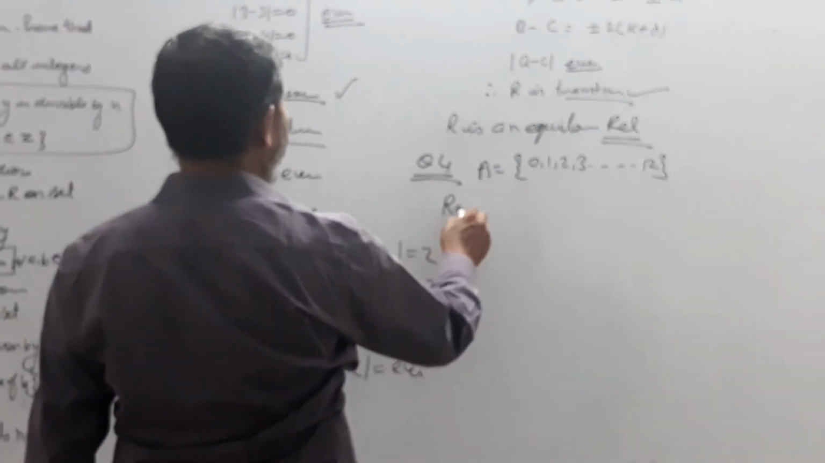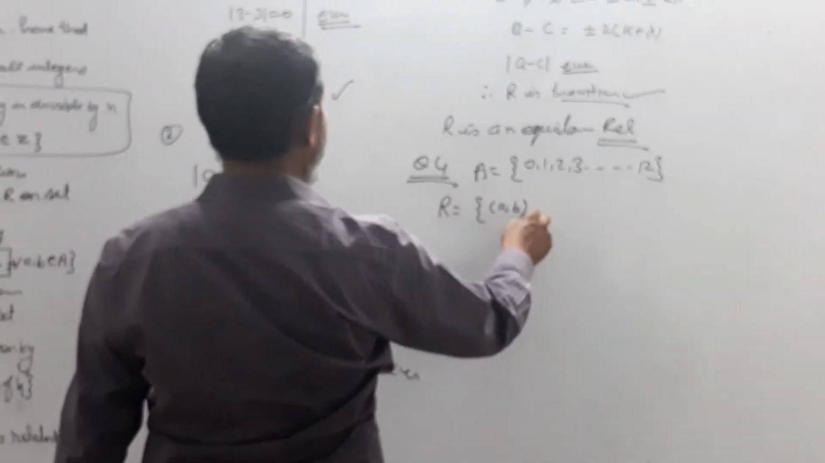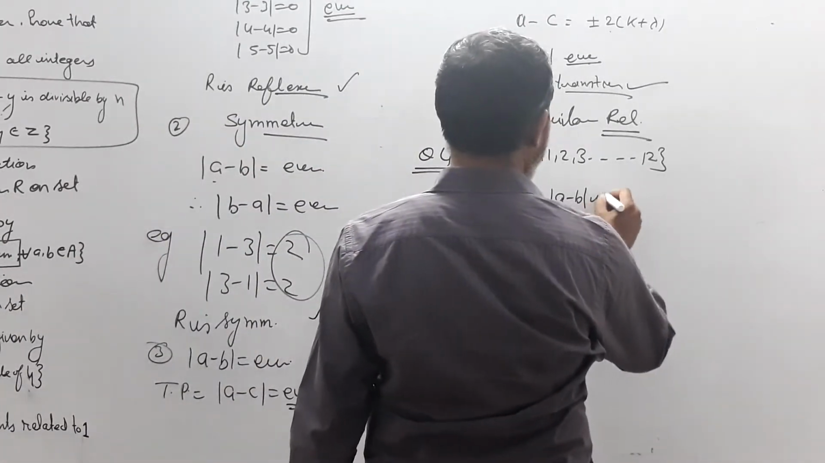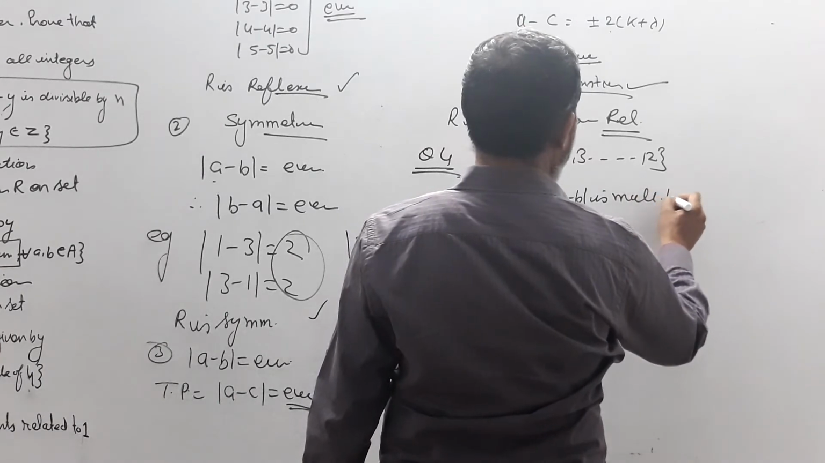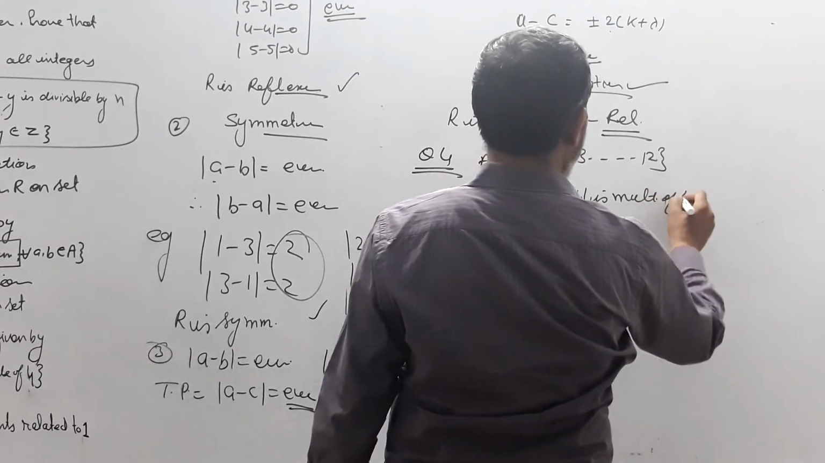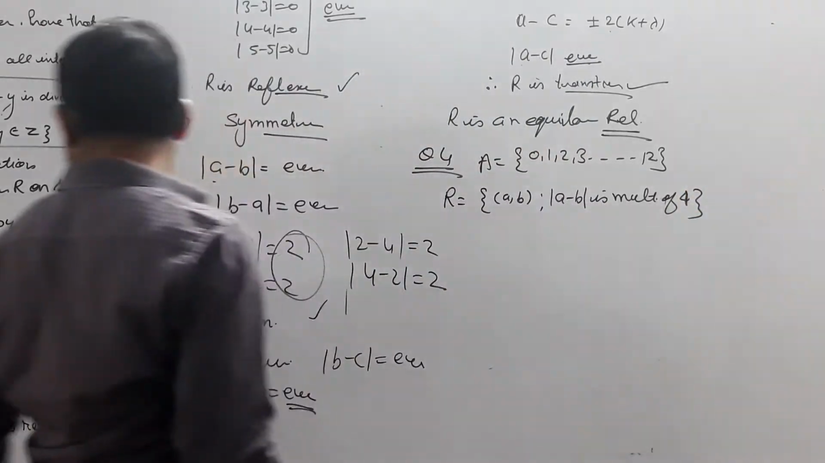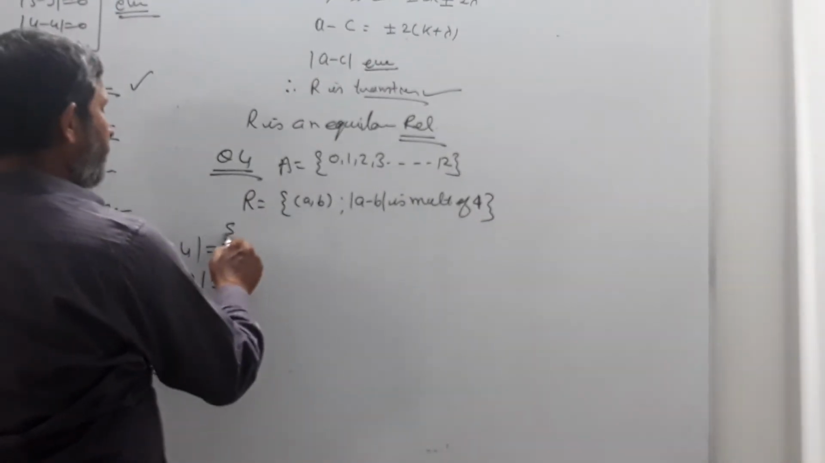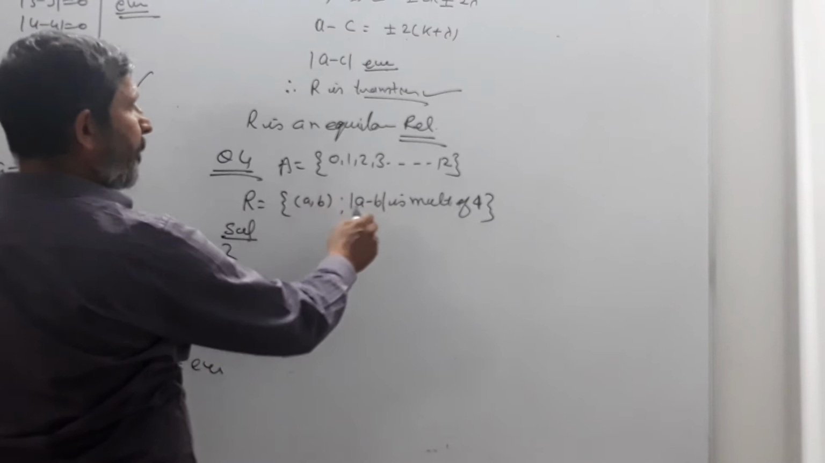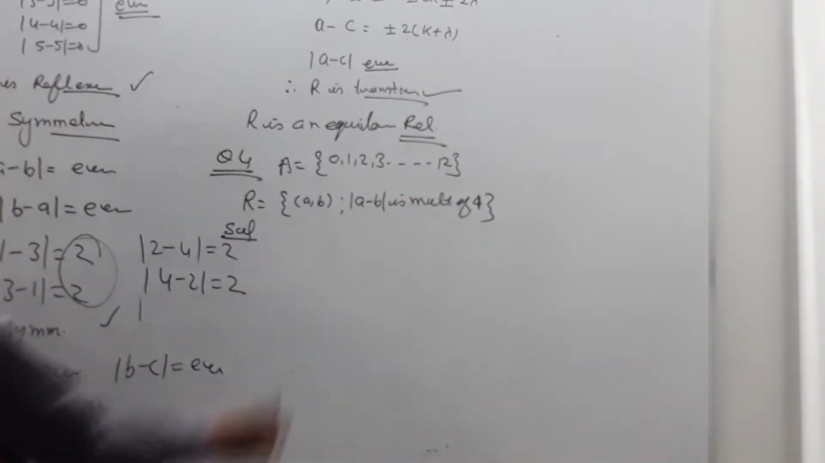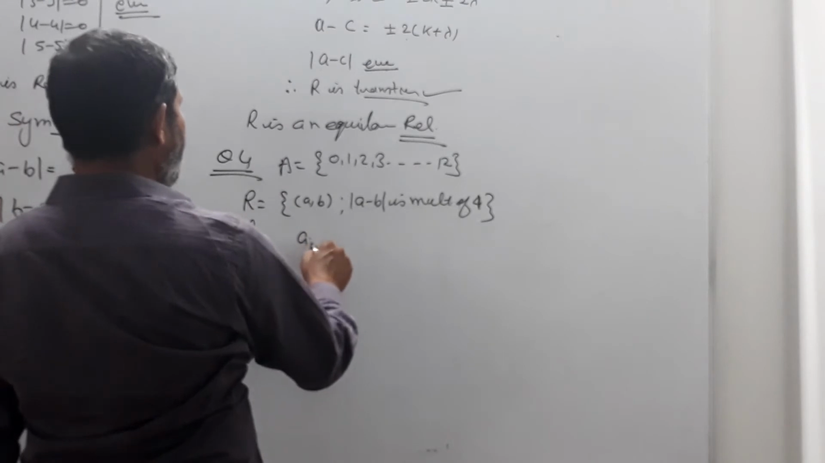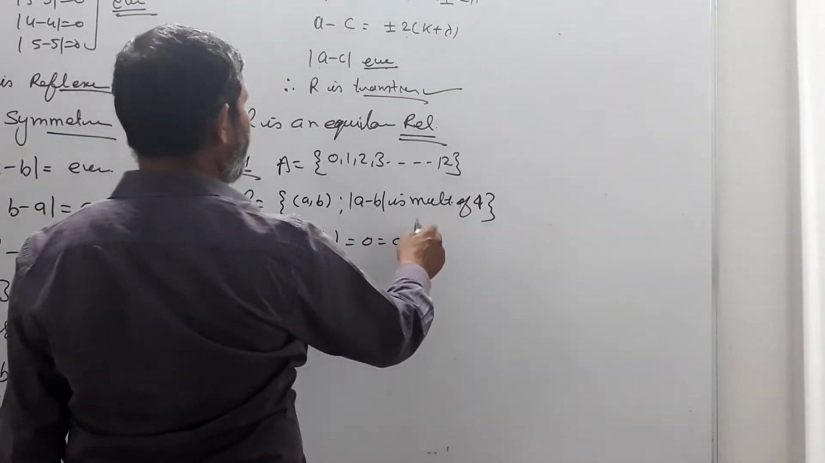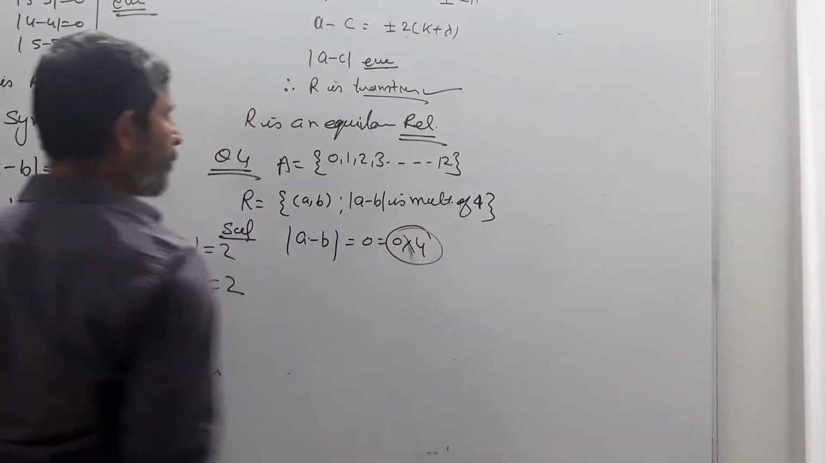The relation R is defined by A comma B, such that mod A minus B is a multiple of 4. This is the condition. Multiple of 4 is an equivalence relation. So by the same condition, first every multiple of 4 is given. Therefore mod A minus B is 0, because 0 is also written as 0 times 4, which is a multiple of 4.